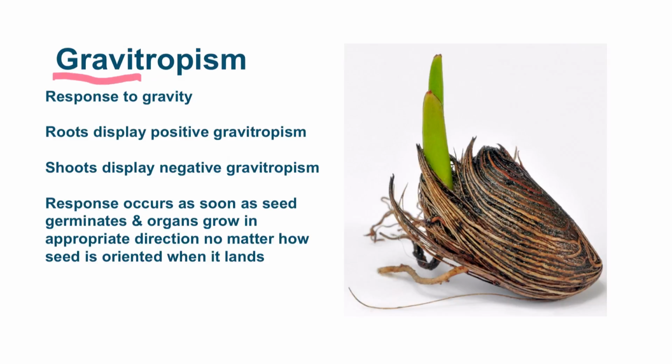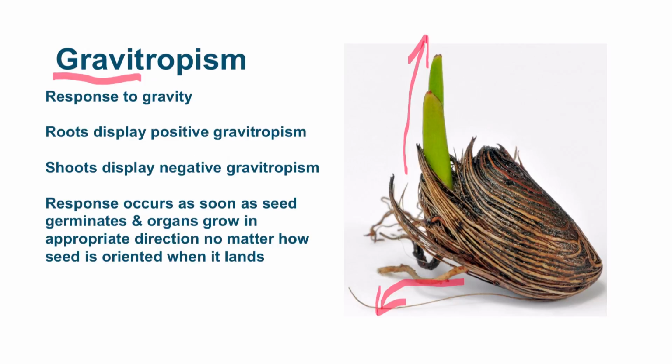Gravitropism is a response to gravity. So the roots tend to display positive gravitropism, and shoots display negative gravitropism. And so you can see that in this picture here, as the shoots are growing away from the pull of gravity, and the roots are starting to grow down towards the pull of gravity.